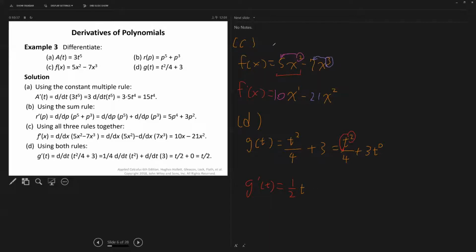Now next, we look at the plus. We're going to bring down the 0. So 0 multiplied by anything is 0, right? And then we don't actually have to worry about the power because it's 0. So that concludes our derivative. It's just 1/2 t. So the derivative of a constant is always 0.